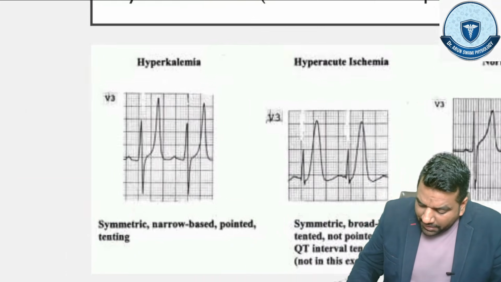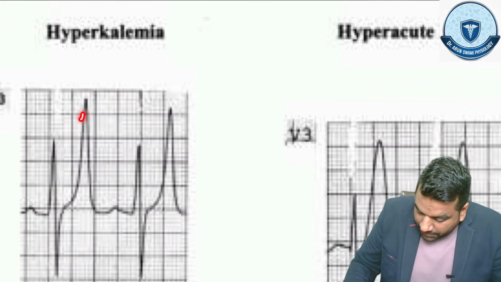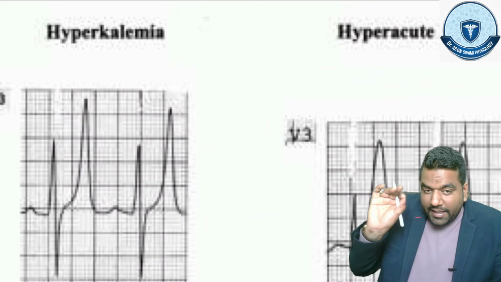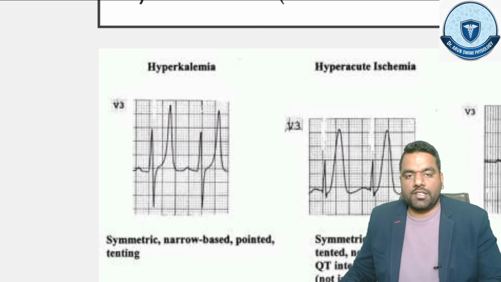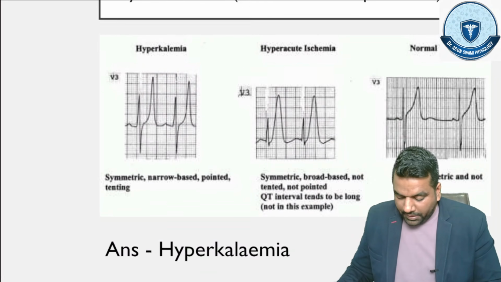In hyperkalemia you can immediately see over here, this is making a notch. This is very sharp, but this one is a little bit blunt, right? This is a little bit blunt. So this is hyperacute, that is seen in hyperacute ischemia.